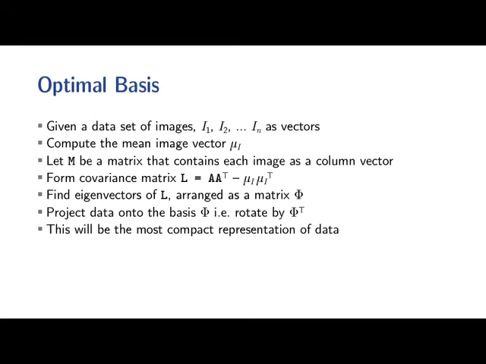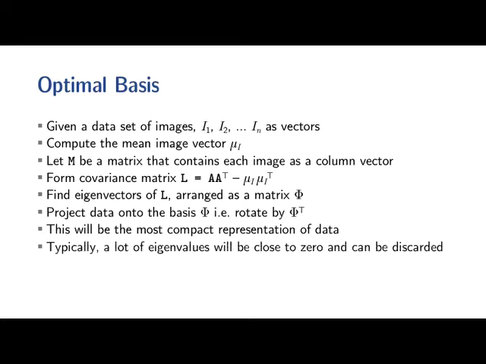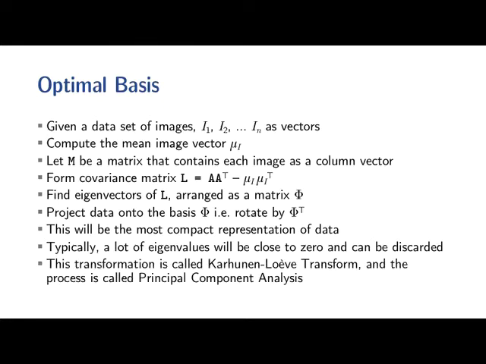Okay, so I can just throw out all those axes now which don't have any spread of data, which have zero variance on them, and only use those which have a significant variance, which means significant eigenvalues. Typically, a lot of eigenvalues after I do this will become close to zero, and I can just discard those vectors. And this is called the Karhunen-Loeve transform or principal component analysis. It's very famous. You might have heard this name, PCA, somewhere before.